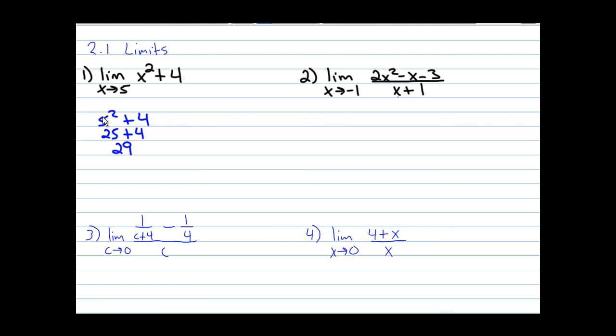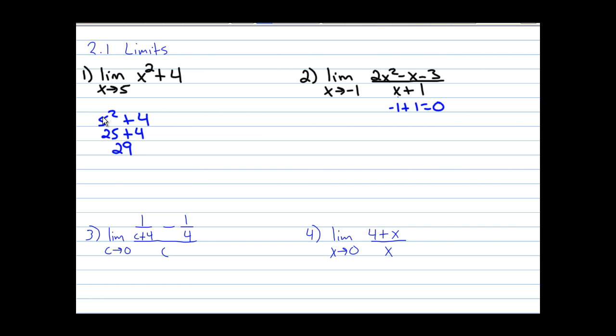In number 2, if we try to plug negative 1 into this function, we get negative 1 plus 1, which is 0 in the denominator, and we can never divide by 0. So we have a problem. We have 0 in the denominator, and we're going to try to eliminate the problem so that we can eventually just plug negative 1 in.